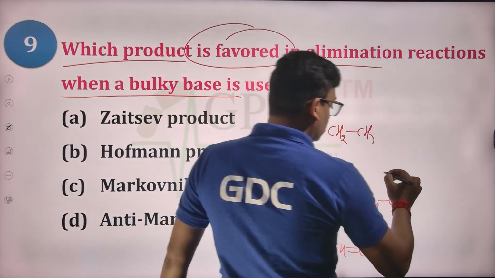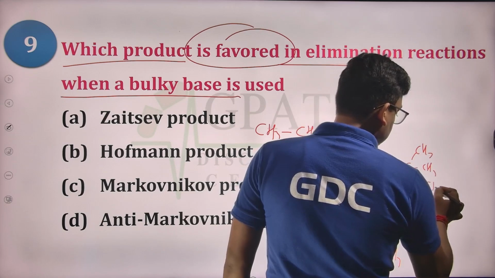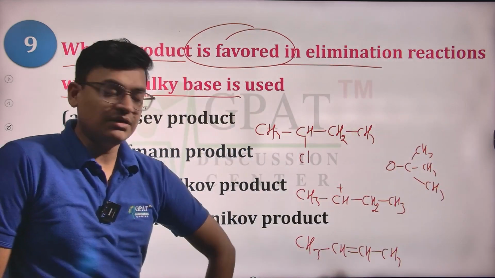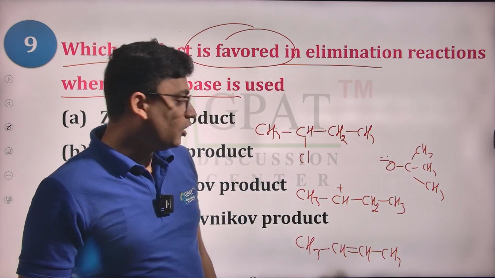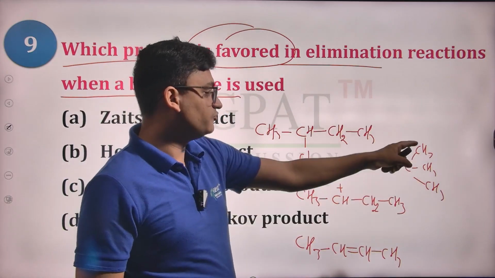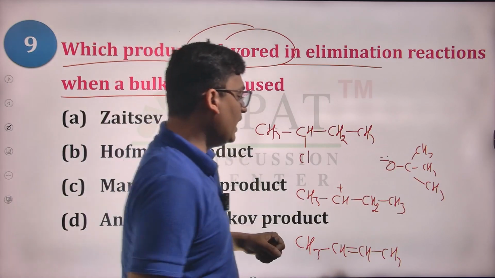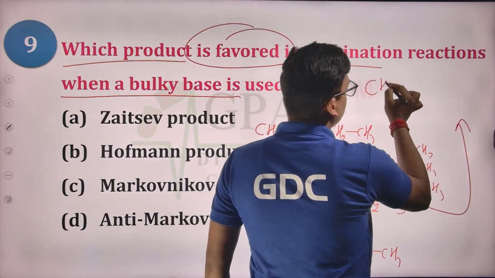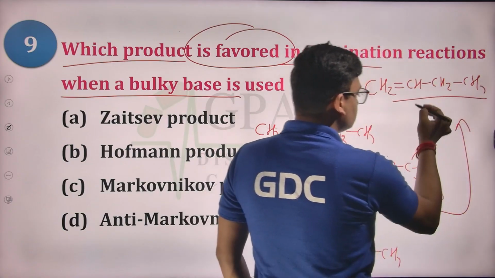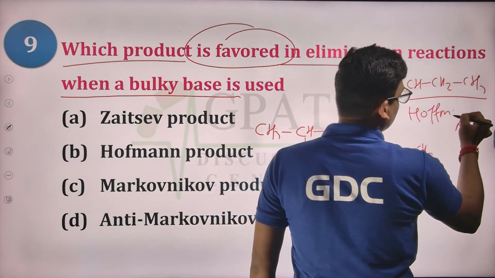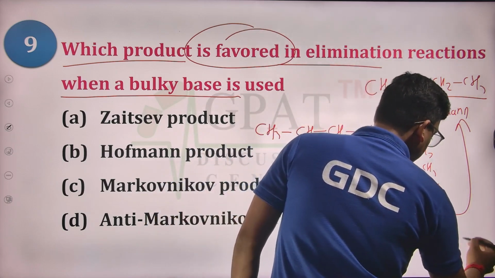But suppose we are using tertiary butoxide ion, with CH3 CH3 CH3. It's a bulky base. Now this bulky base cannot approach this carbon. We do not have the possibility for this base to approach this carbon. So that's why this base approaches this CH3 and removes one of the protons from here and gives you a product, that is CH2 double bond CH CH2 CH3. This product is known as the Hofmann product. The other is known as the Saytzeff or sometimes Zaitsev product.